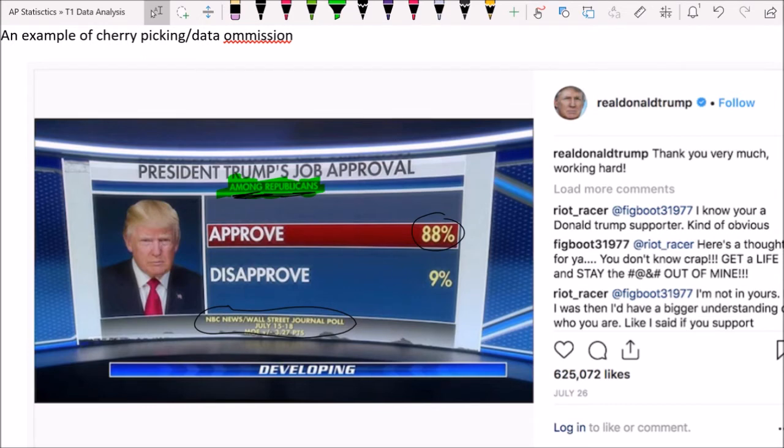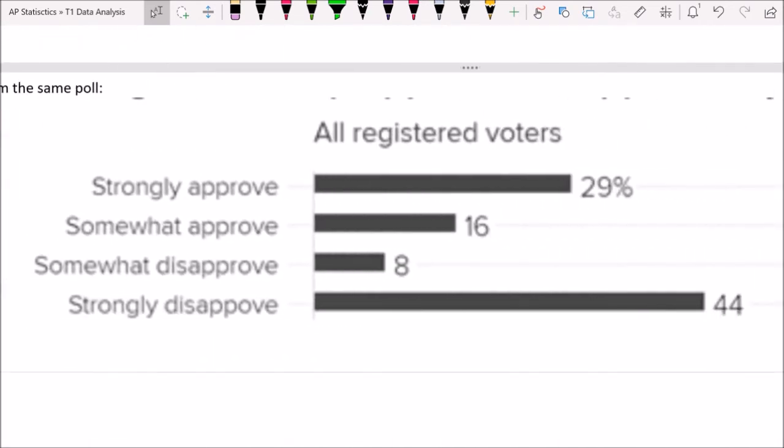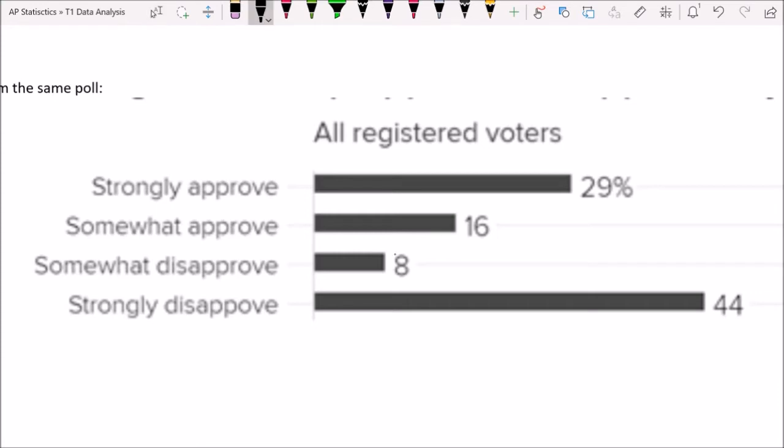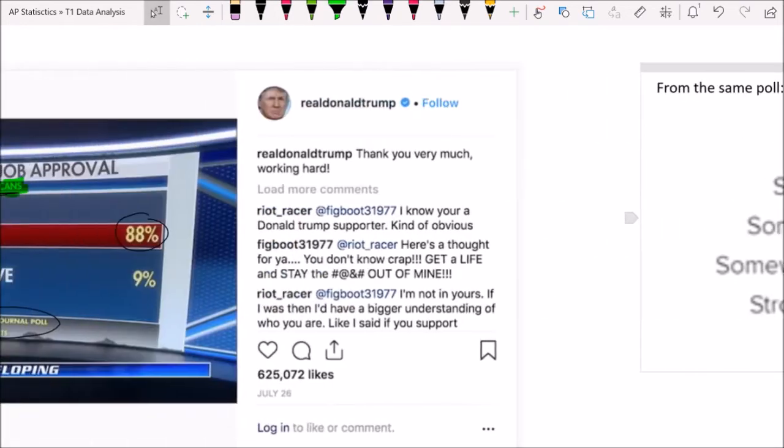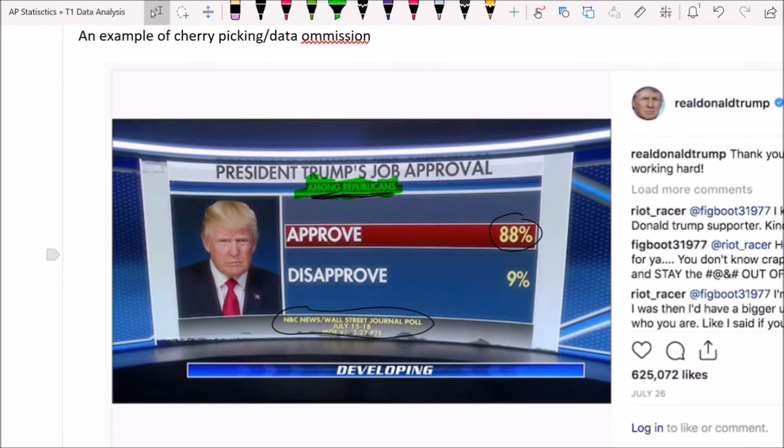So maybe it looks like he has this high approval rating. What's the truth though? So I pulled the data from this actual poll, and if you look at all the data in the poll, not just the data that look like they're approving, this is what you get. You get that 29% strongly approve, 16% somewhat approve, 8% somewhat disapprove, and 44% strongly disapprove. Well, that's a very different picture than what was presented on the TV. And so it's a situation where, sure, you can go look up the data if you want, but for people that aren't looking deeper into the data and trying to understand it, and this is all they get, they may end up with an inaccurate picture of what's really going on.